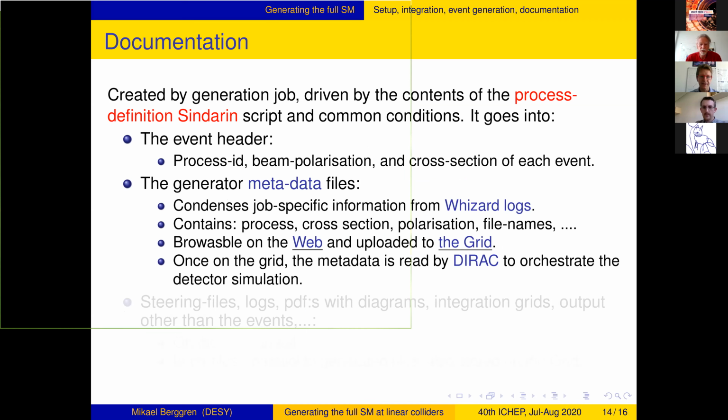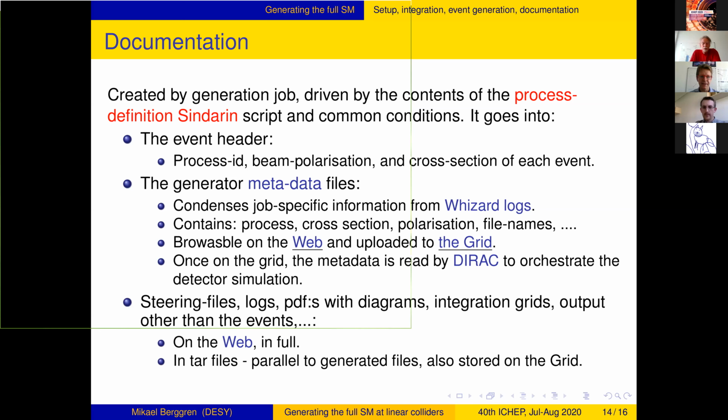This is actually browsable on the web, and once it's uploaded to the grid, it drives the detector simulation jobs. And finally, the full input and output of everything except the events themselves, of course, and including the diagram plots that I showed you in previous plots. These are also produced at this point. The results from the integration are also viewable on the web and in the form of a tarball, which may also be stored on the grid.